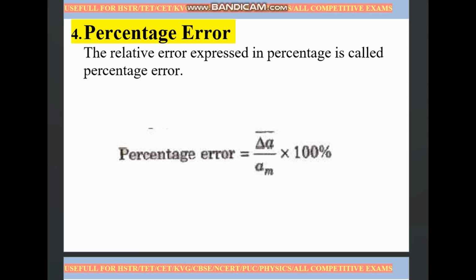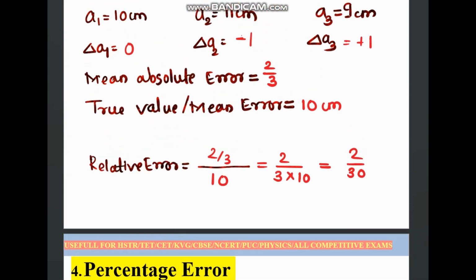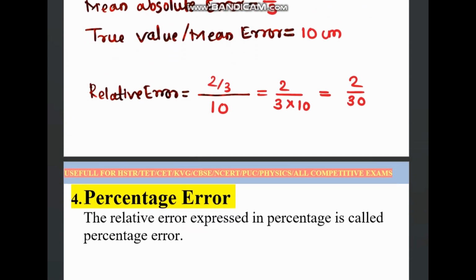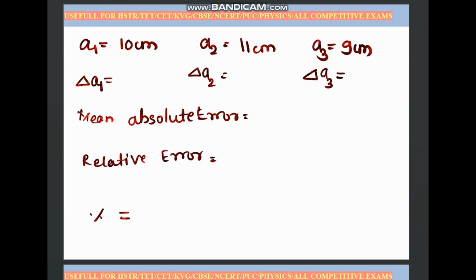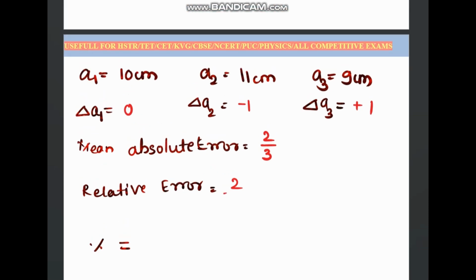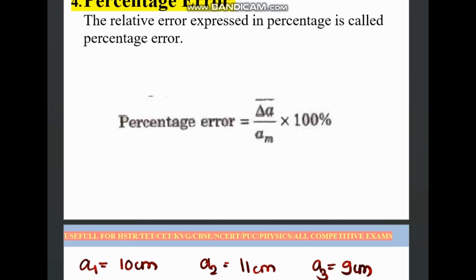So delta A bar divided by M into 100 percent. It is a case where we have already calculated relative error as 2 by 30. So the same example we will take. Delta A1 is 0, delta A2 is minus 1, delta A3 is plus 1, mean absolute error we got 2 by 3, relative error we got as, see here, 2 by 30.